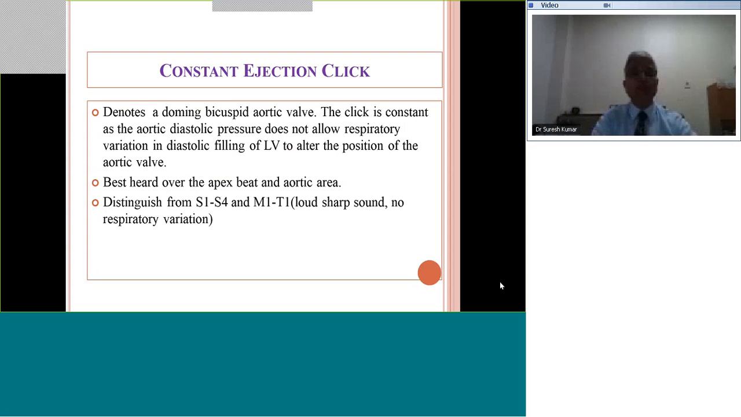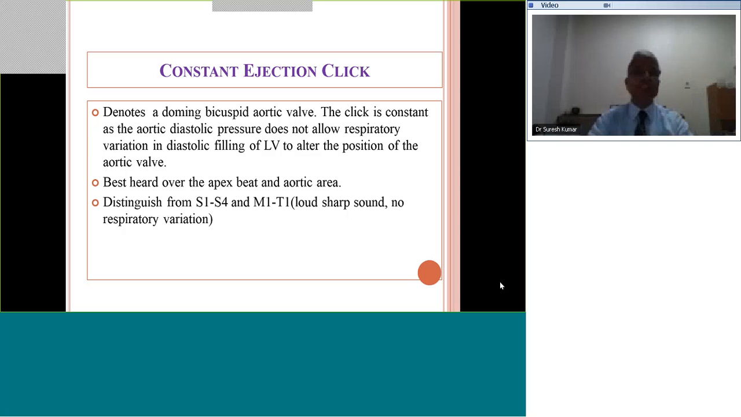A constant click denotes a doming bicuspid aortic valve. The click is constant, unlike the phasic ejection click of valve PS, because the aortic diastolic pressure is a substantial figure. The pulmonary artery diastolic pressure is 5 or 10. The aortic diastolic pressure is 50 or 60 or 80, depending on the child's age. And this diastolic pressure does not allow phasic variations in left ventricular volume to influence the position of the aortic valve. So as the valve cusp reaches the maximum doming position, it shudders and produces the sound. LV volume cannot influence it, opposing the impressive figure of the aortic diastolic pressure.